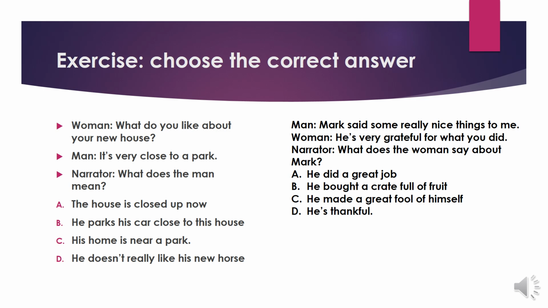Okay, so which one, ladies and gentlemen? So the man said it's very close to a park. So which one is right? Yes. Okay, so it means that the new house is near the park. It's very close to a park means that the house is near a park. The correct answer is C. His home is near a park.